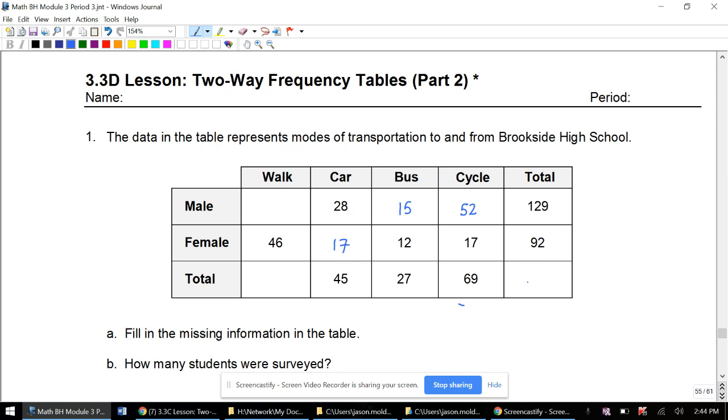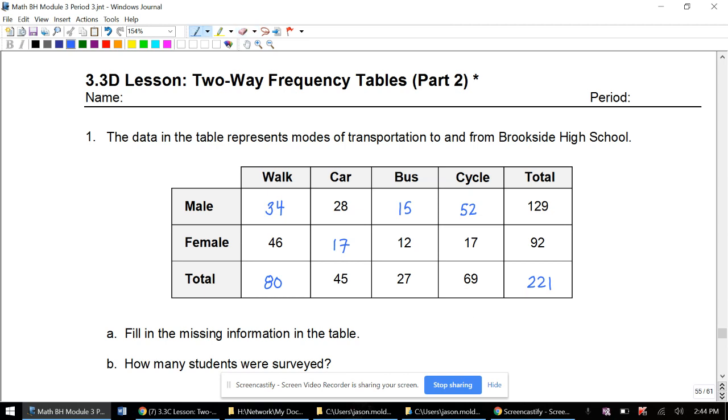And the grand total here is 221. That 129 plus 92 is 221, which leaves 221 minus these other three categories leaves me 80 students. And that means that there are 34, which I guess I could have also gotten by working my way across towards the end.